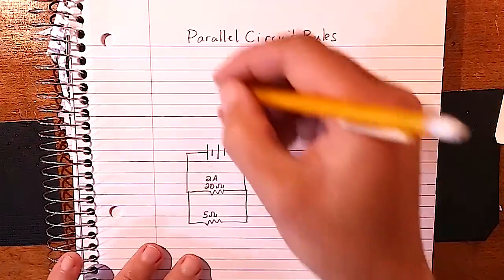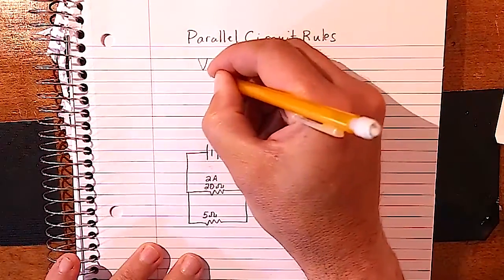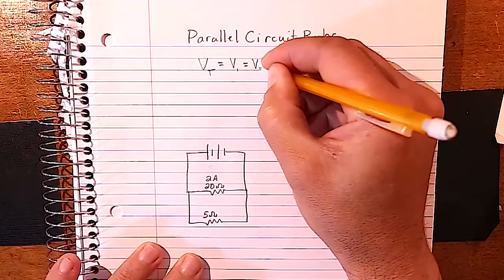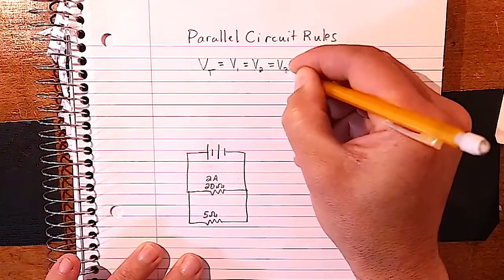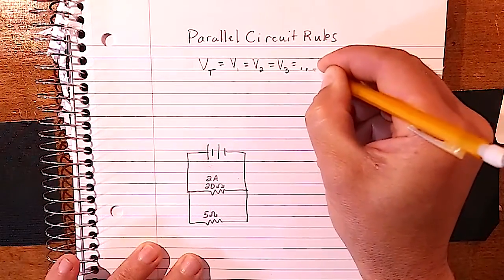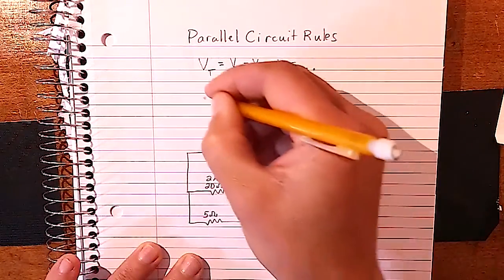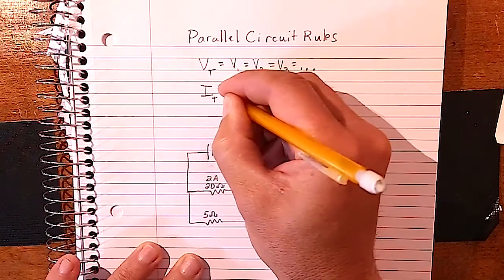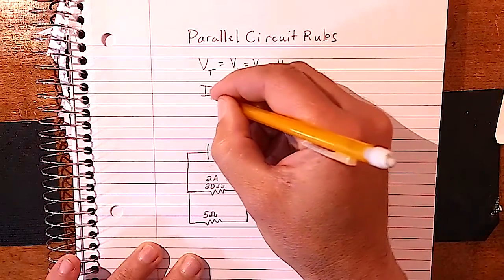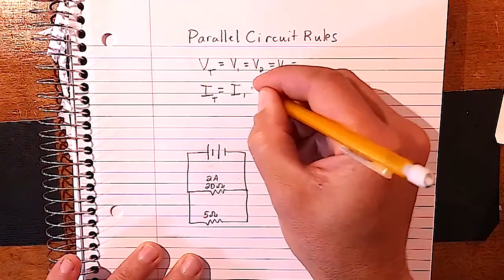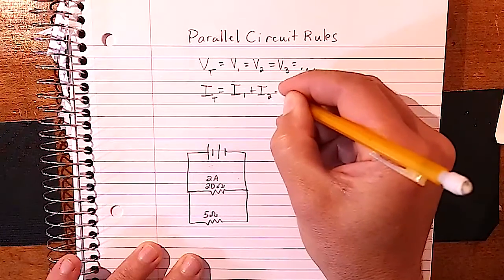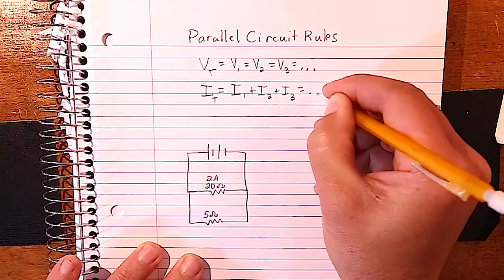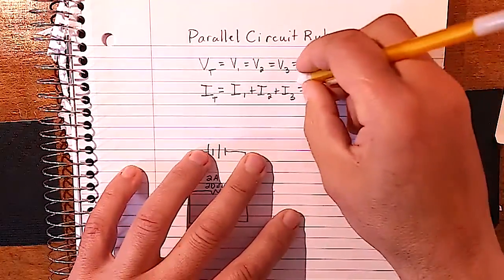Now these switch up. So this time the total voltage is equal to the voltage everywhere in the circuit. So before in series they added up, now they're equal. Before in a series circuit the current was the same everywhere. In a parallel circuit the total current is equal to the sum. So it's the opposite of what we did for a series circuit. Whoops, that should be a plus.